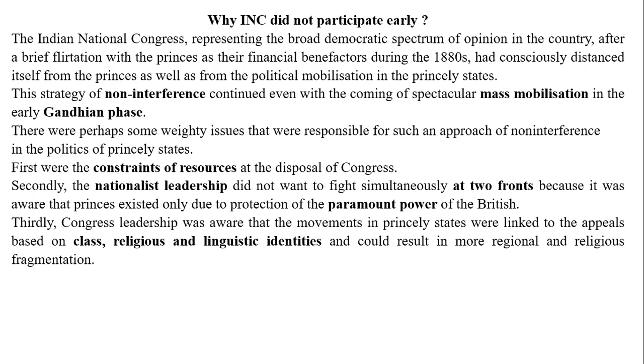Why? Because there was a lack of resources at the disposal of Congress. Also, the nationalist leadership did not want to fight on two ends. That is, it did not want to wage a war with two opponents, and it also knew that the princes were nothing but stooges of the British. So basically, they knew that the princes only existed due to the protection of the paramount power of the British. So they never wanted to fight simultaneously on two fronts.